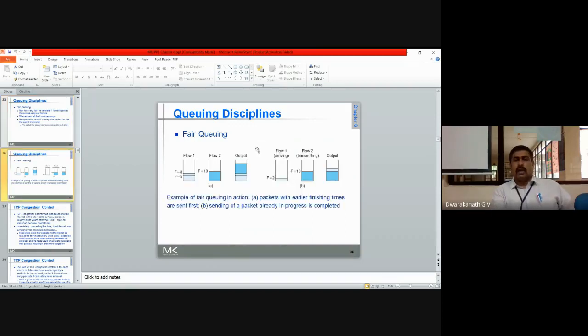Now you can see here how this can be done based on fair queuing. Example of fair queuing in action: packets with earlier finishing times, you can see A. This is a packet with an earlier finishing time, FA, and 10 will be taken next. So first these two and then flow 2 will be taken. Now sending a packet already in process is completed. Now flow 1 is arriving, flow 2 is there already. Now it has already been sent. Next flow 2 will come. Right? So in this way it will be sent.